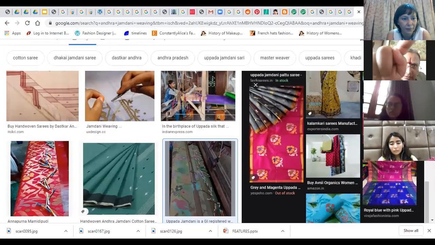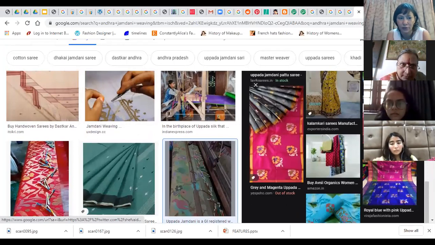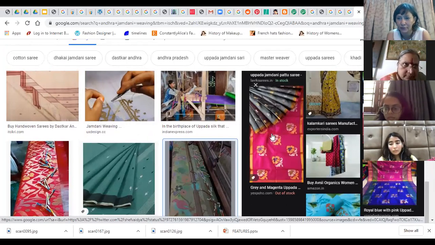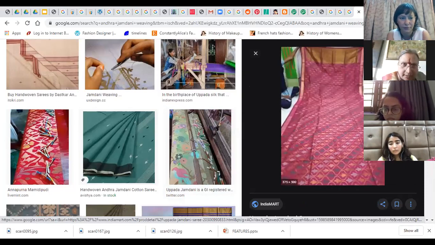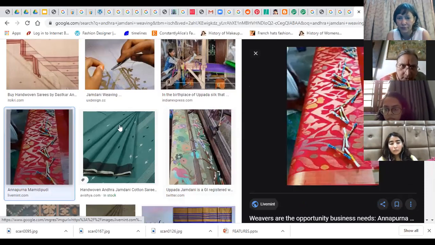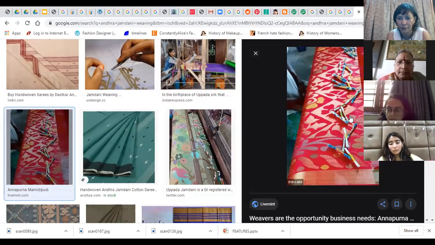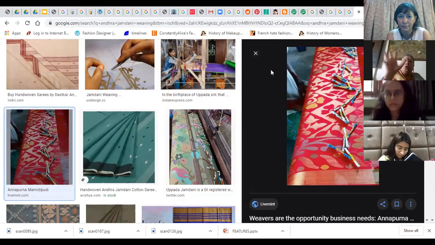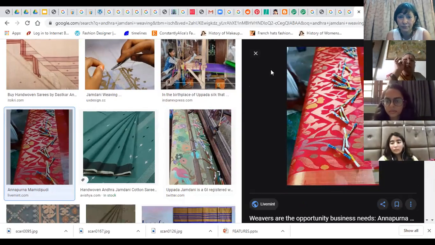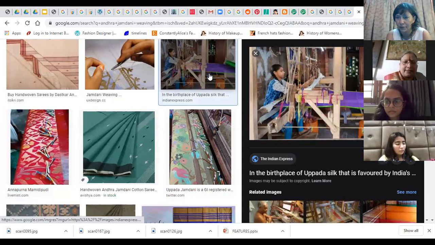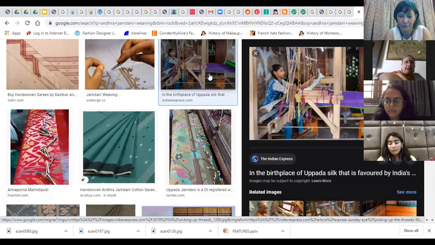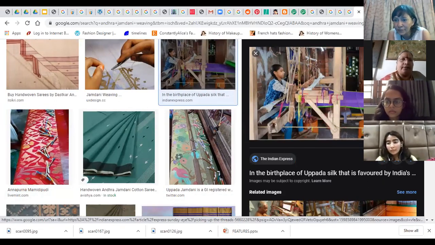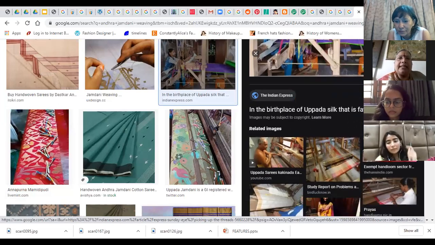This pink one. First one? Pink one is the Andhra Jamdani. No, where the cursor is. It is known as Upadha. If you understand the words in Jamdani or in textiles, then you know exactly which is the most important process. So in Upadha, they pick up the threads and underneath they put extra weft. That is how Jamdani is created.